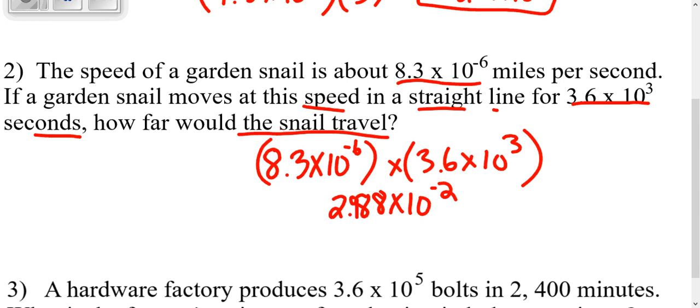So if you said multiplication, you are correct. Congratulations. You win nothing. 2.988 times 10 to the negative second is your final answer.